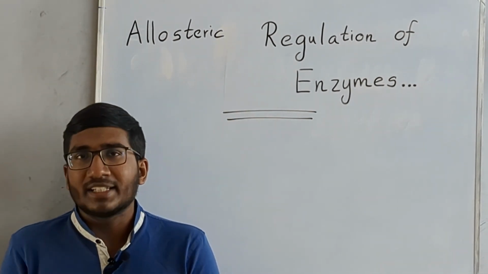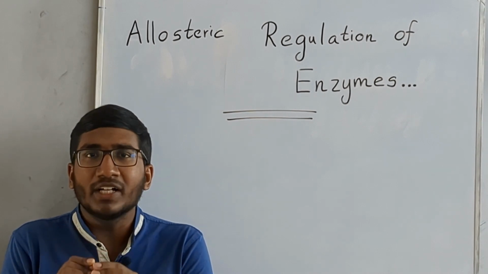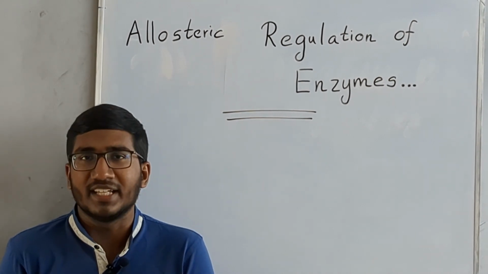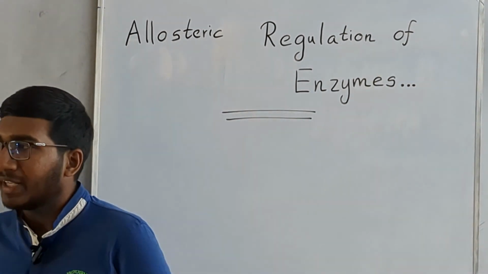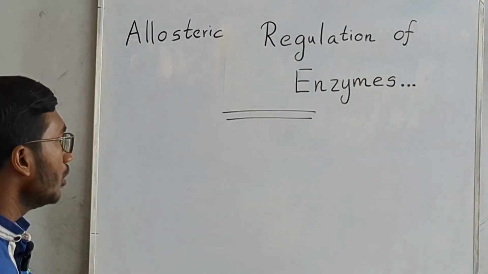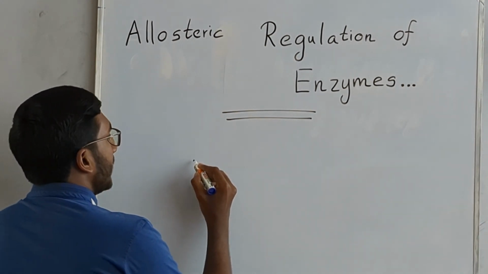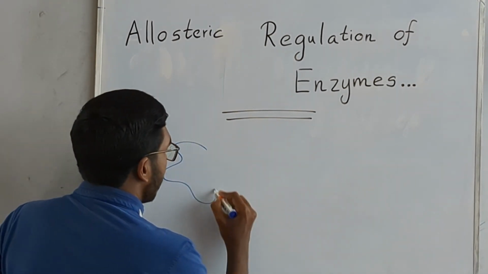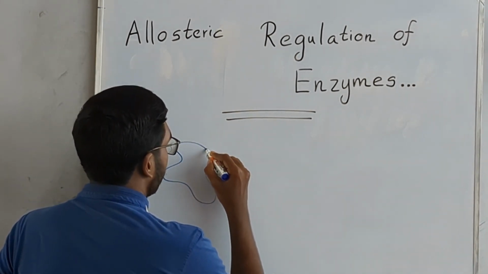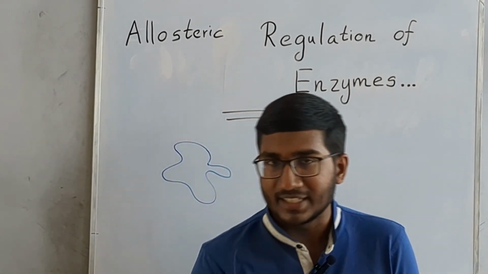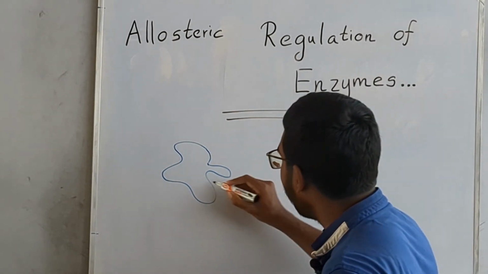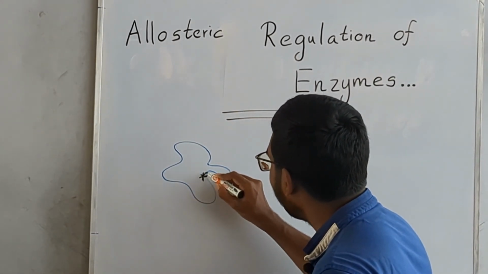Before going into details, let's understand what the meaning of this allosteric word is. Normally an enzyme regulation mechanism can occur through two methods. I will depict a normal enzyme. This is just a typical enzymatic diagram I am drawing. So let's consider this as the active site. I'll indicate with a star.